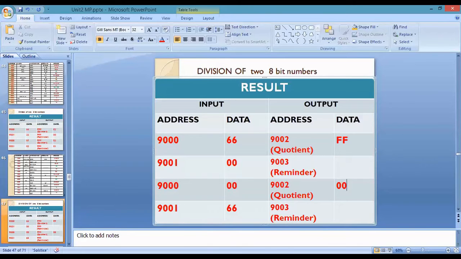For example, I'm taking two numbers, 6 divided by 0. This is nothing but 1 by 0, which is infinity. So I'm writing the output as FF. FF is the highest 8-bit number. Infinity means large, so I'm putting FF. And 0 divided by 1 means you'll get the answer 0.